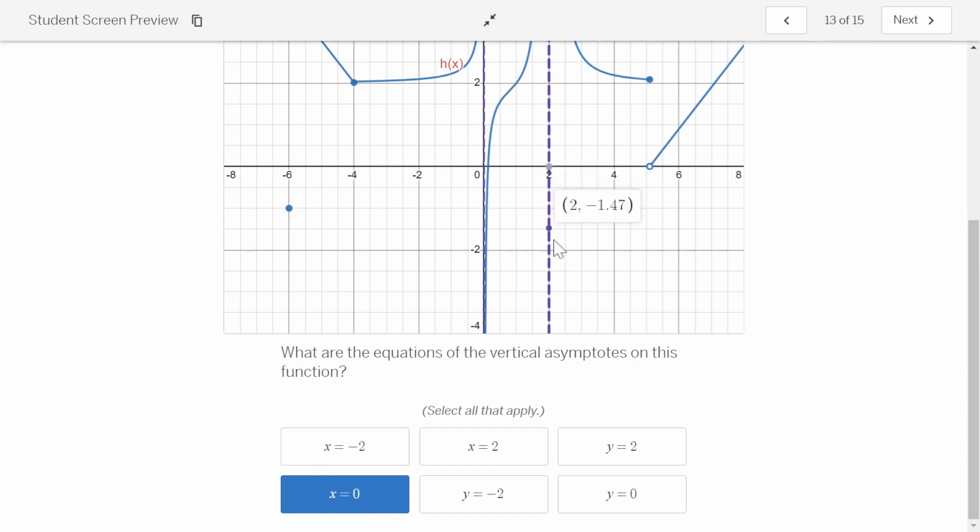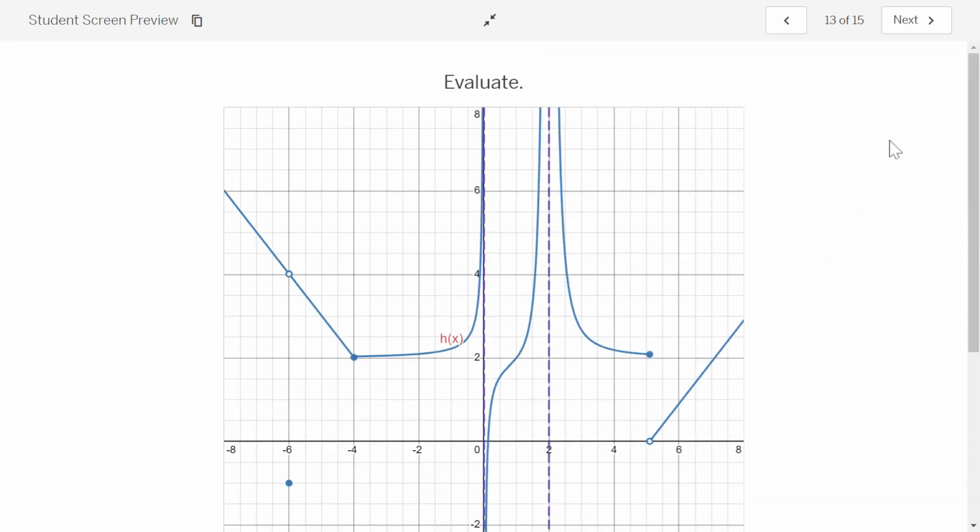And then this vertical asymptote is where x equals 2. You can see x always equals 2 as y changes. And so that's why the equation is x equals 2. And those are the only 2. These other ones are wrong answers.